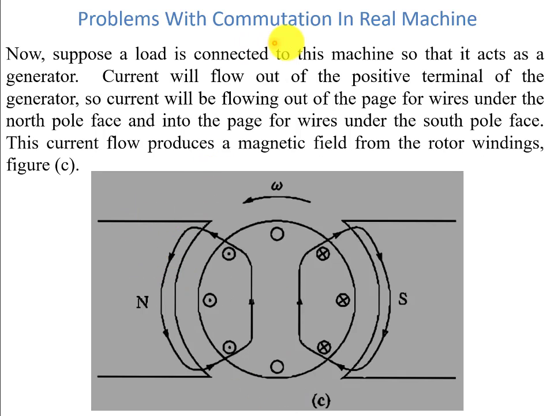Now suppose a load is connected to this machine so that it acts as a generator. Obviously the current will flow out of the positive terminal of the generator, so the current will be flowing out of the page for wires under the north pole and into the page for wires under the south pole face. This current flow produces a magnetic field from the rotor windings. The rotor windings will now produce this magnetic field, while we have the uniform magnetic field, not shown in this figure, that we have seen here, which is coming perpendicular to this rotor.